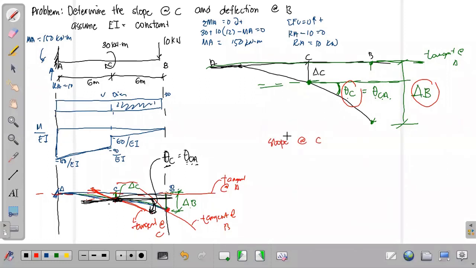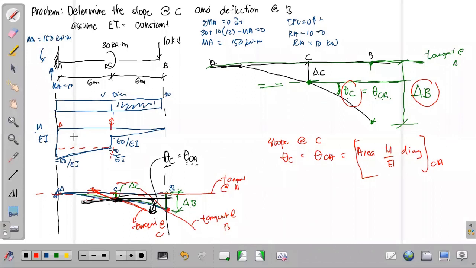So, paano natin solve yung slope at C? So, slope at C is equal to theta CA. And theta CA is actually the area of MEI diagram between these 2 points, CA. Okay, so titignan natin yung MEI diagram natin between CA. So ito yung A, ito yung C. So ito yung titignan nating moment MEI diagram. Okay? So i-half natin ito. This is triangle and this is rectangle. Okay? So kunin natin yung area.